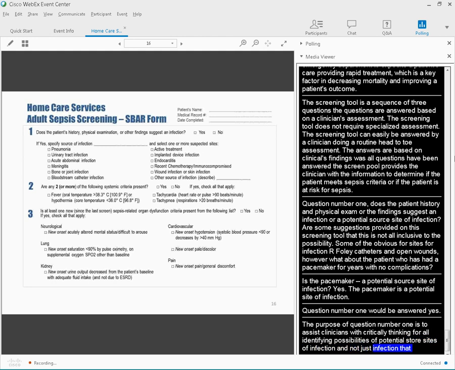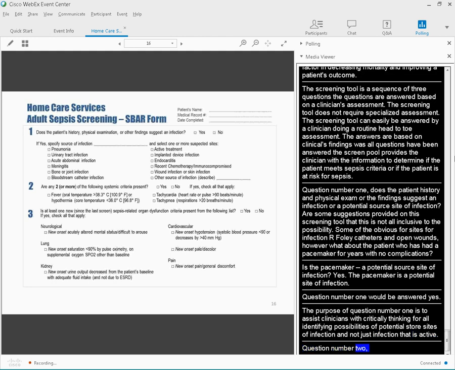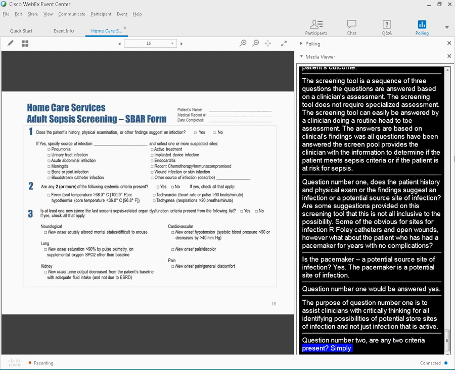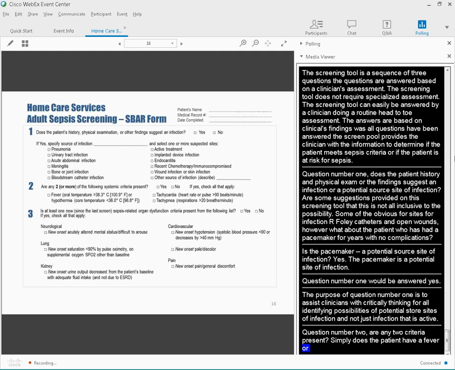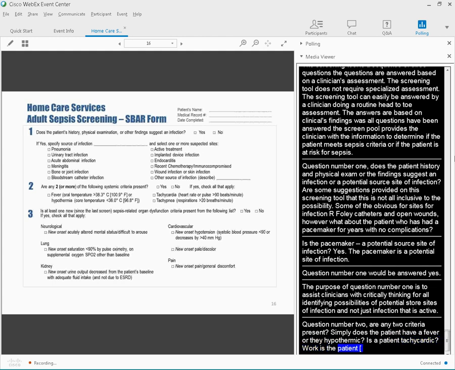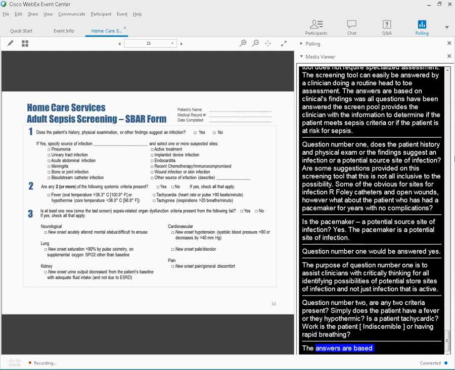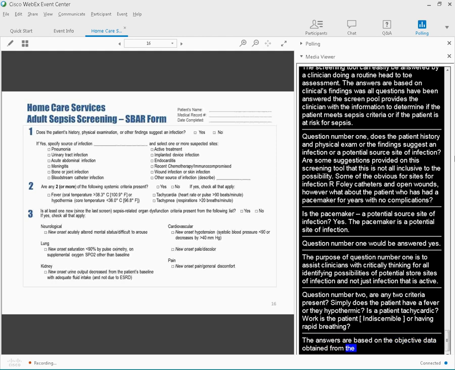Question 2. Are any 2 systemic criteria present? Simply, does the patient have a fever or are they hypothermic? Is the patient tachycardic? Or is the patient tachypneic or having rapid breathing? The answers are based on the objective data obtained from the patient, remembering that the patient needs to have 2 of the systemic criteria present.